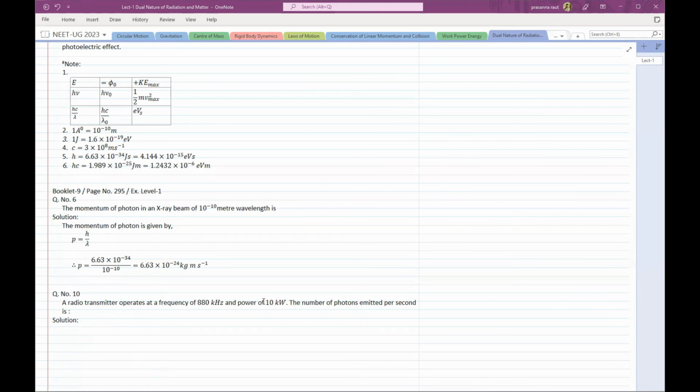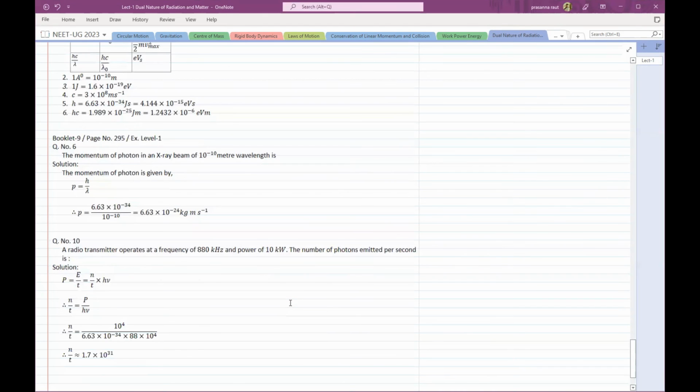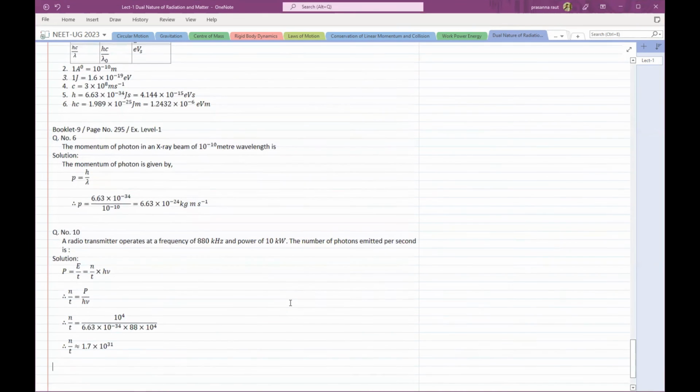So what we'll do, power is energy radiated per unit time, right? So that is the number of photons radiated per unit time into the energy of each photon. So therefore you can calculate n by t, that is the number of photons per unit time, as power upon energy. Calculate the value of n by t, and it results in approximately 1.7 into 10 raised to 31. Now in the booklet the option is 1.72 into 10 raised to 31. That is option A, right? Very good. Solve question number 11.